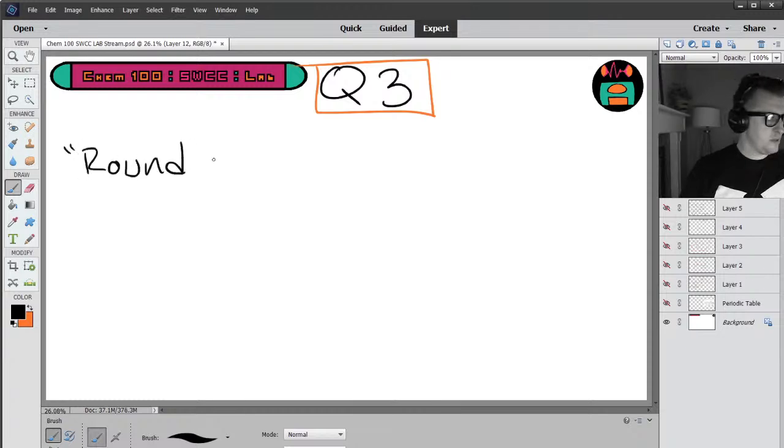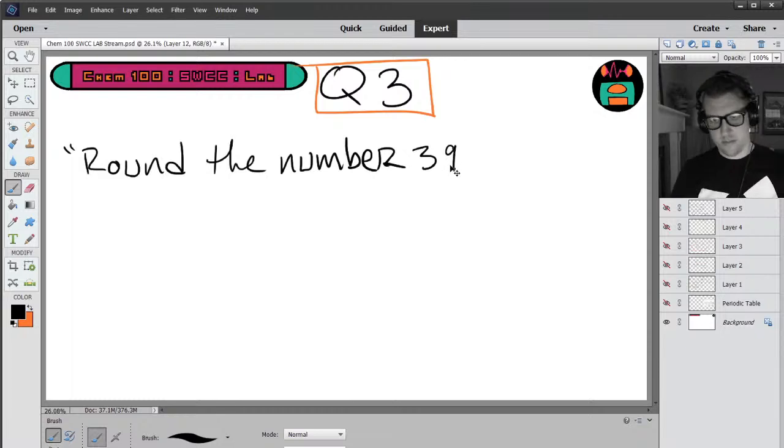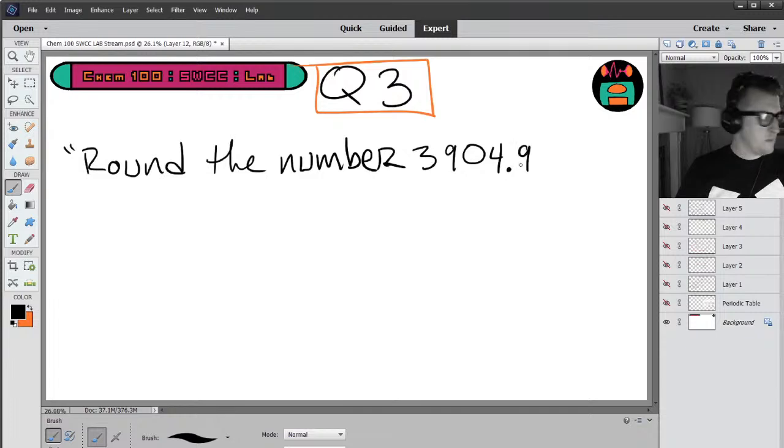round the number, and I'm going to make up a different number, but they have their number there. Round the number 3,904.92 to, and then it blanks off.